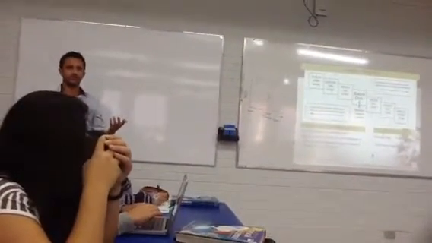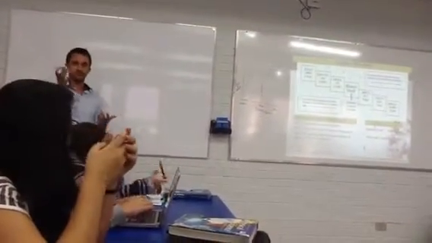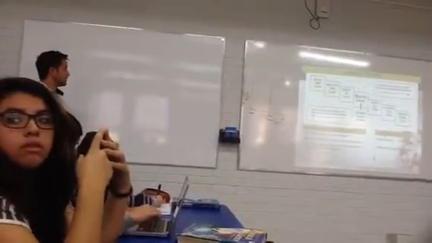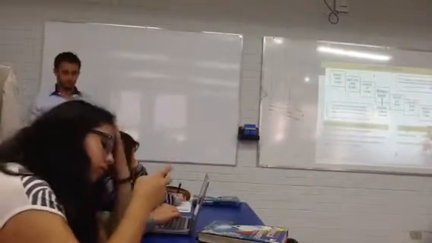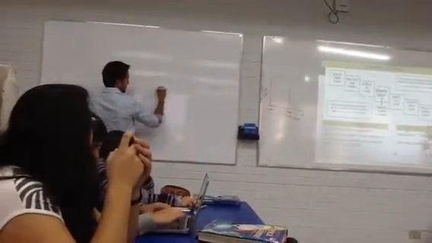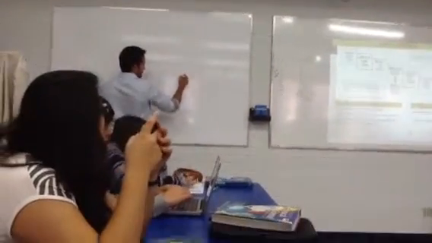How do you do a unit conversion? Those of you guys that understand this. Yes, ma'am? 4 times 1,000. How do you know that it's 1,000? Because 1,000 meters is 1 kilometer. Okay, perfect.